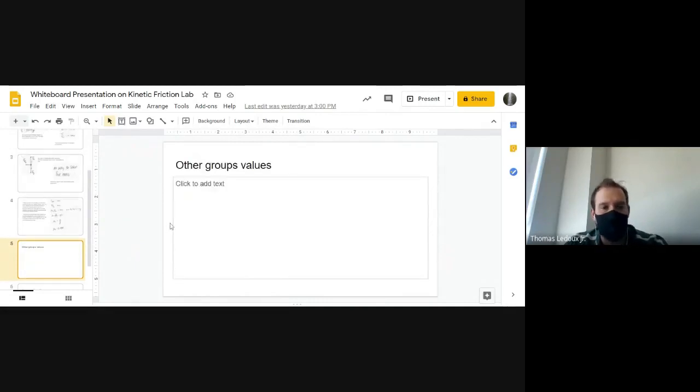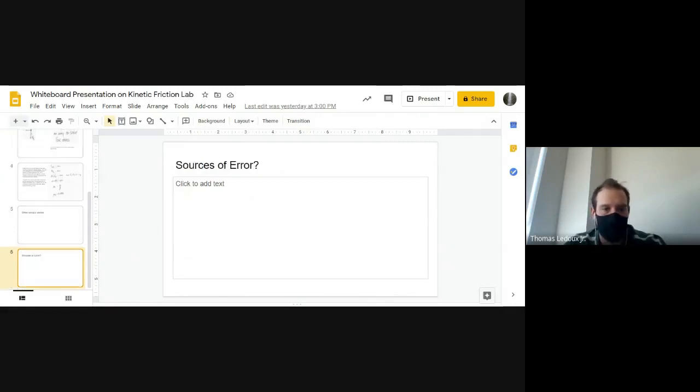So slide 5 here, this is where they would record other group values once they finish, and they would list some sources of error here. We would do these last 2 slides as a big group, right? So all the groups would discuss, they would share their results on 5, and then we would talk about our sources of error.